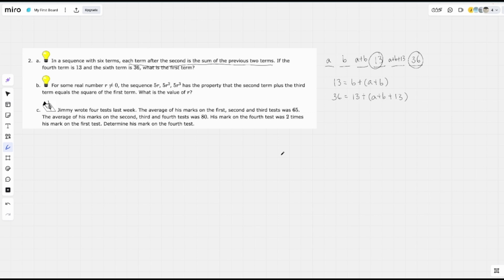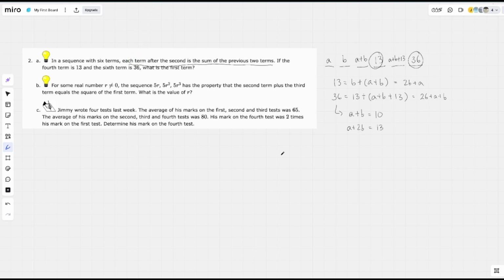Now, the question asks for the first term, which is a, so now we can just solve the system of equations to get what a is. This is equal to 2b plus a, and this one is equal to 26 plus a plus b. We can simplify the second equation. This becomes a plus b equals 10 after you move the 26 to the 36, and a plus 2b is equal to 13.